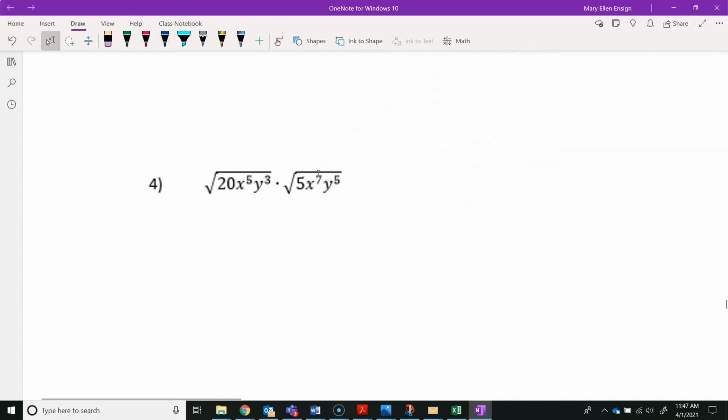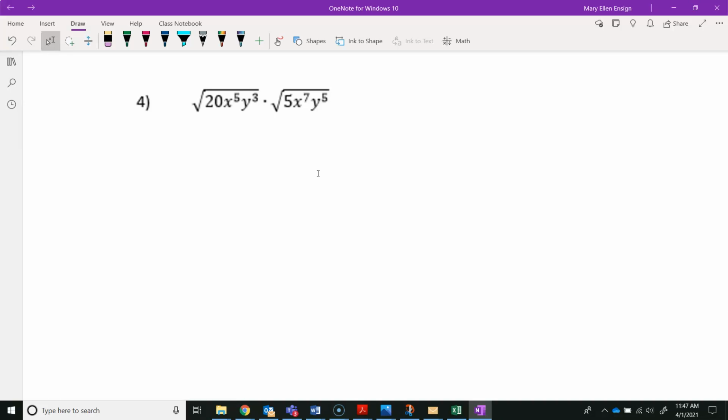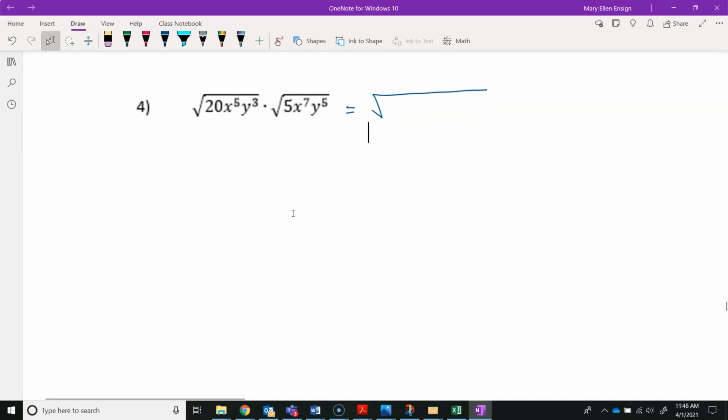Okay, let's look at number 4. So number 4, I have 2 different expressions. They're both square roots, so I know I can combine them or I can leave them separate. If I look at what I have in these, though, not one of these parts in either of these square roots is currently a perfect square. So if I leave it separate, I really can't do anything. But since I can multiply them together, let's try that and see if that does anything for us. So I'm going to multiply this out to one big square root.